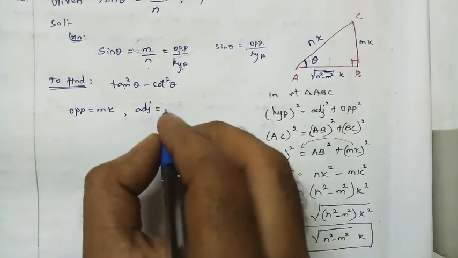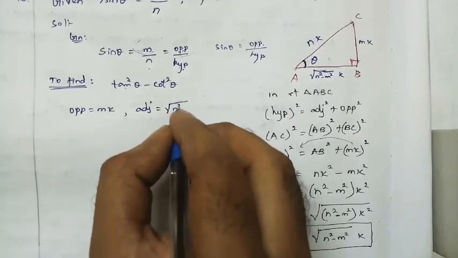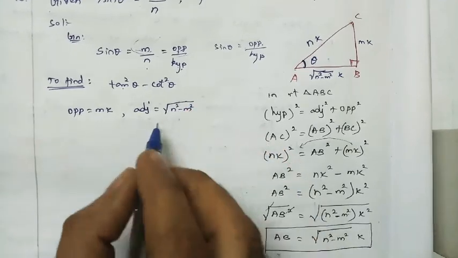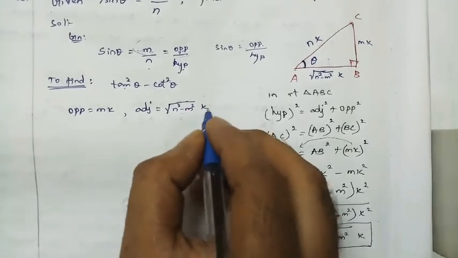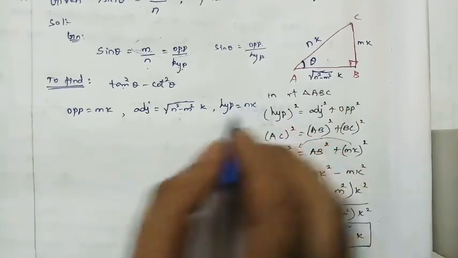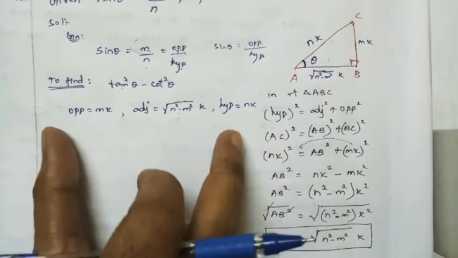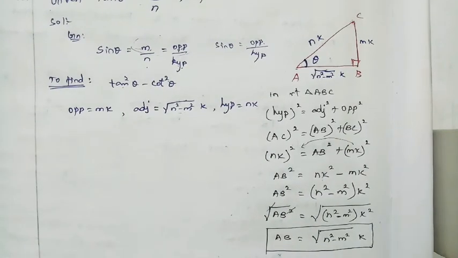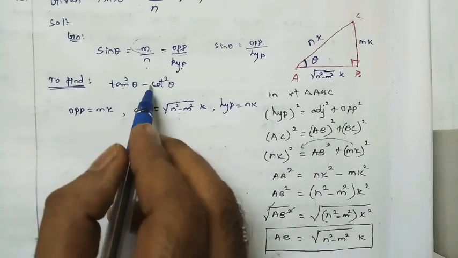Adjacent side is equal to square root of n square minus m square into k, and hypotenuse is nothing but nk. Now we know all the three sides. Now what we want to find? We want to find tan square theta minus cot square theta.